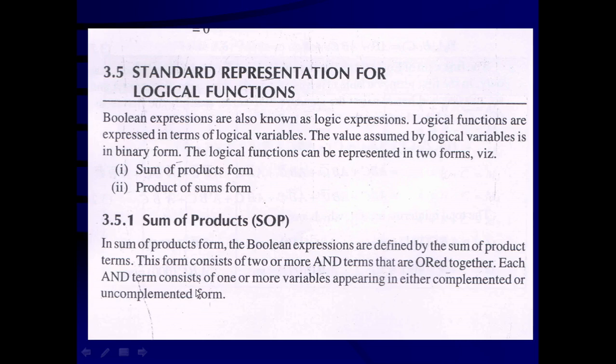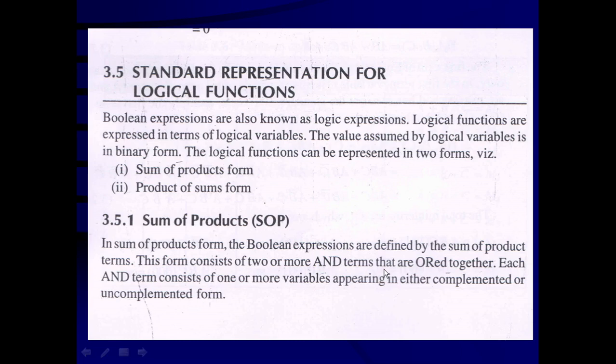Each AND term consists of one or more variables appearing in either complemented or uncomplemented forms. So you understand this way. This form consists of two or more AND terms. That means the sum of product form contains two or more AND terms, and these two or more AND terms are going to be ORed all together.